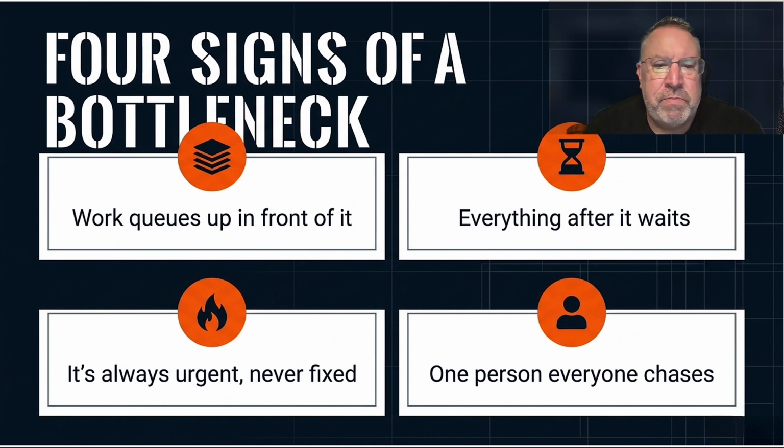Something is always urgent, but it never gets fixed. This is a classic case of firefighting, because you fix something and it moves on, but everything is urgent all the time. And there's one person that everyone chases. This is so classic in businesses, that one person is the single source of truth for a lot of things and the single source of failure. These are the types of things you want to look out for when you're trying to figure out, have I got a bottleneck anywhere in my business?